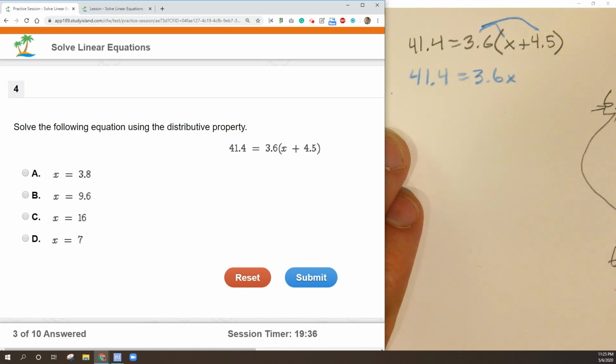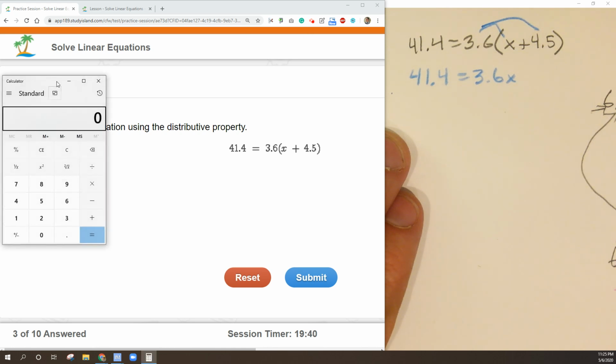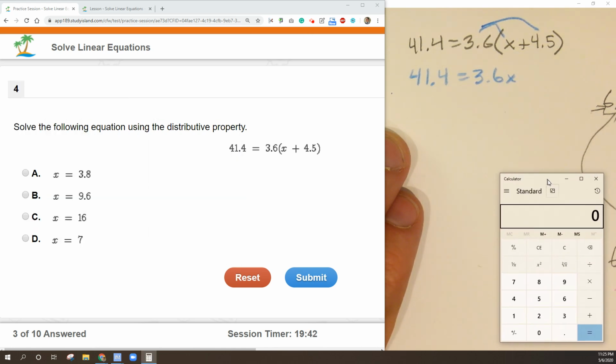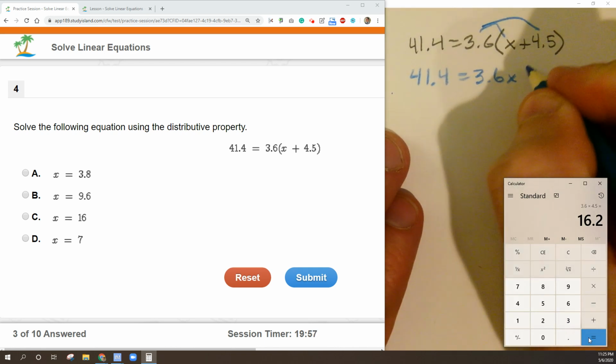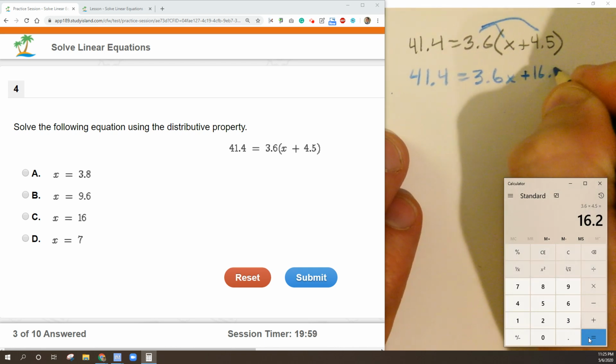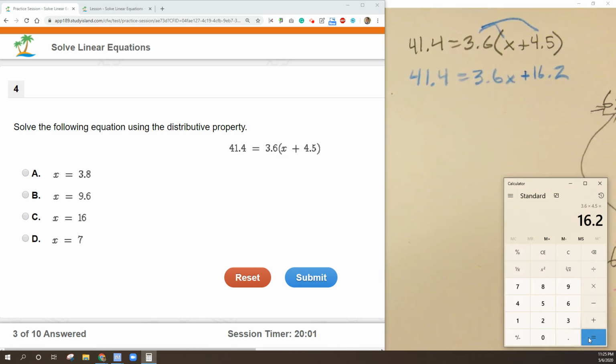Now, it doesn't matter if you use a calculator for these. It's okay. I'm not saying that you should use one of those equation solving calculators. That kind of defeats the entire purpose and you're not going to learn anything. But if you do 3.6 times 4.5, that's not one of those I expect you to memorize. You get 16.2, so plus 16.2. All right, next step. Now we are at a regular 2-step equation, just like our first 2 problems.